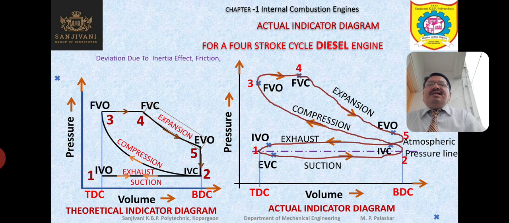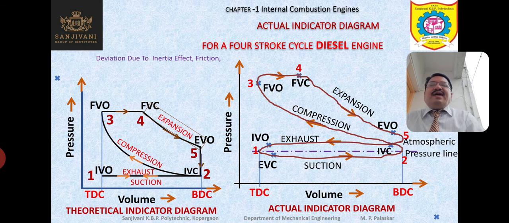So due to this inertia effect, you will find that there is a change between the theoretical and the actual indicator diagram. The corners are rounded, lines are not straight, we don't get the sharp edges, sharp lines, and we don't get the sharp corners also. We get the rounded corners in the actual indicator diagram.